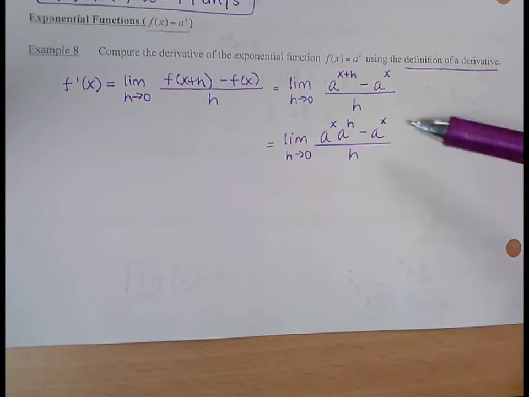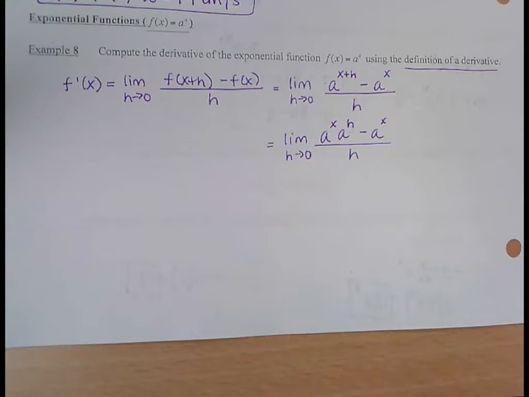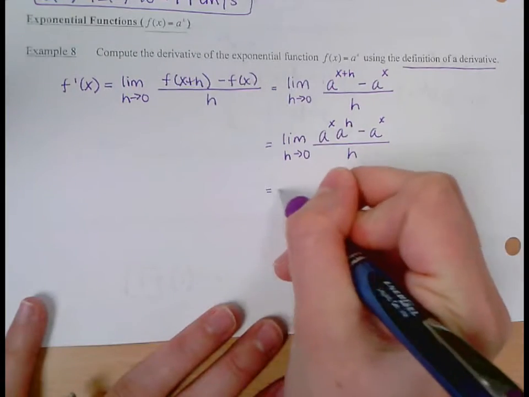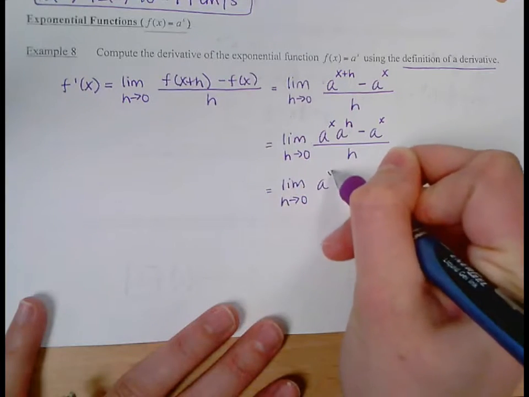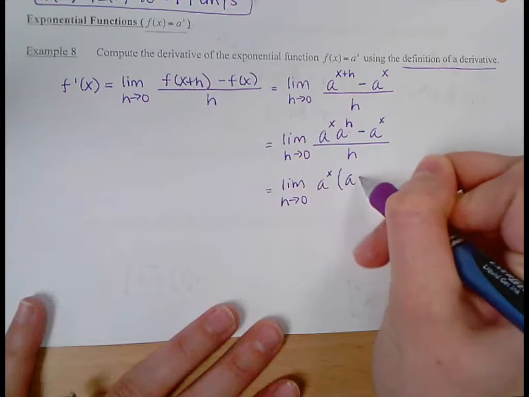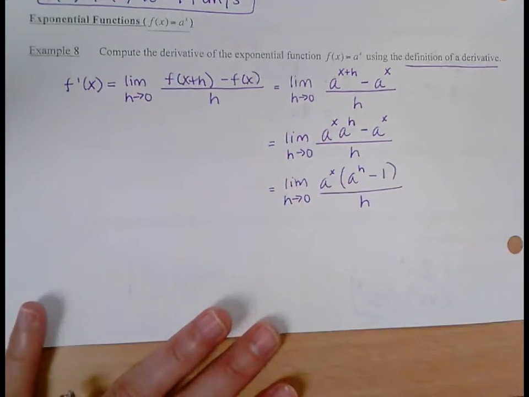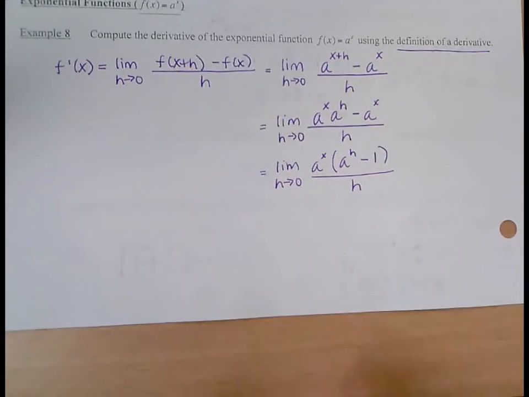All right, so from here, anything you notice that we could do to keep simplifying this or rewriting it? Yeah, we can factor out a to the x. So limit as h approaches 0 of a to the x times, and then we'd have a to the h minus 1 all over h.